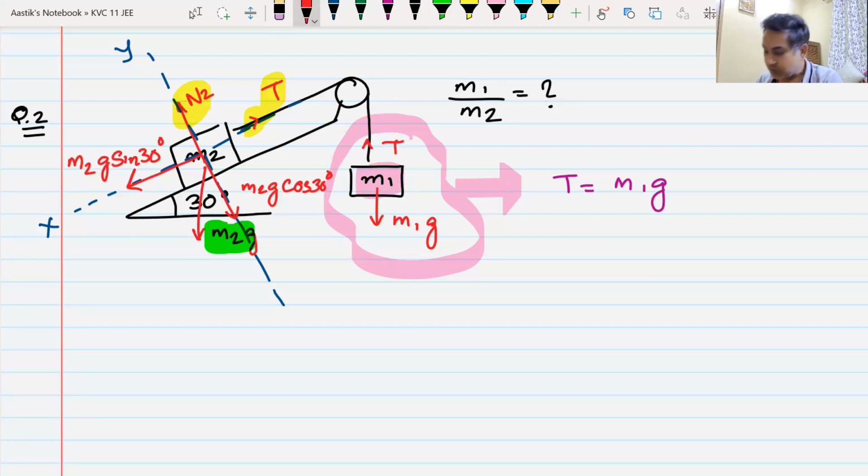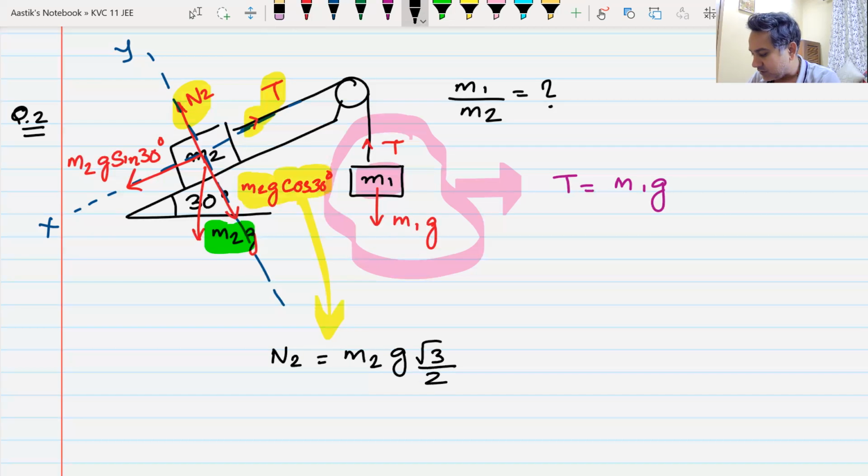Now you can make the equation along the y-axis. Along the y-axis, the upward force is N2 and the downward force is M2G cos 30. So you can make the y-axis equation like this. We do not require this equation right now, but sometimes after some time we will require it. So the y equation becomes N2 equals M2G into cos 30.